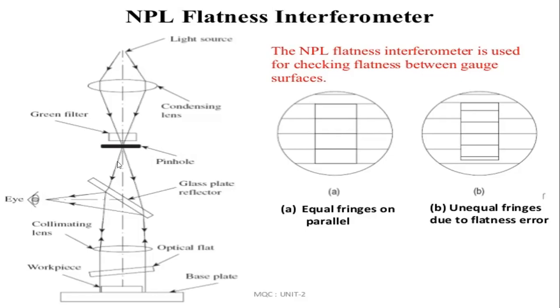So from this pinhole the rays come to the glass plate reflector. So in the first top phase they are going to transmit these rays to the collimating lens and then to the optical flat and then to the workpiece. So this is the workpiece to be measured.